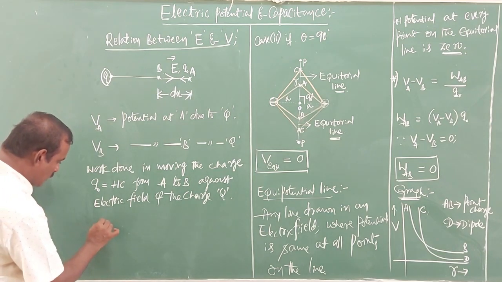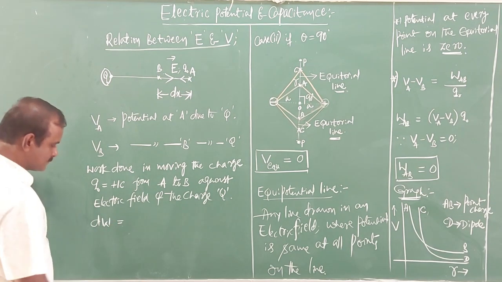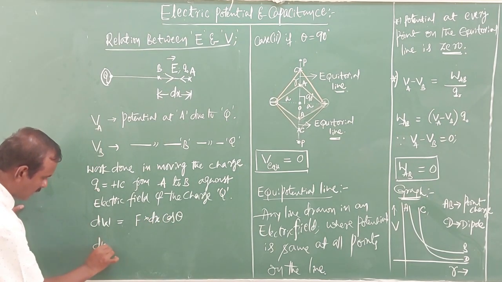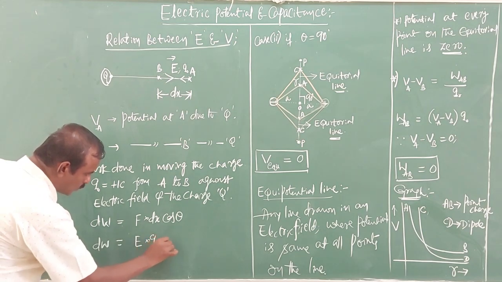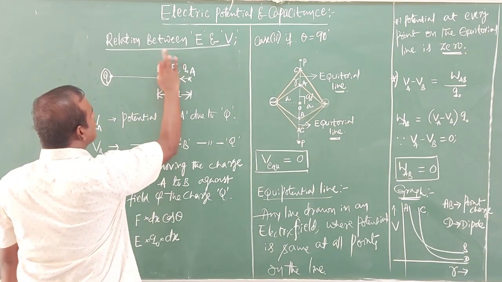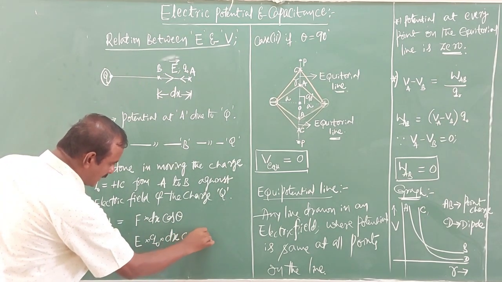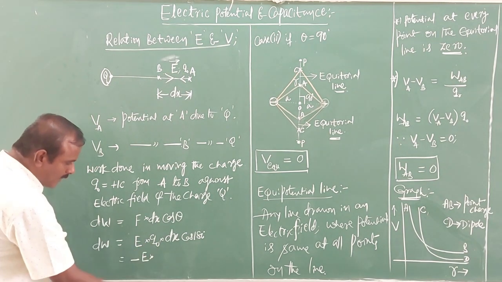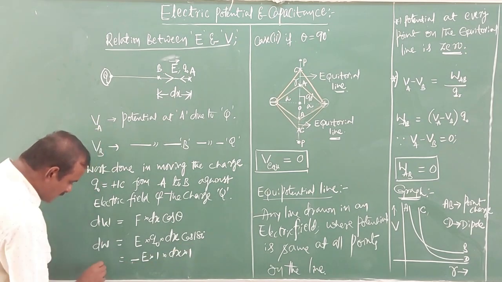Now we know that small work done is equal to force into displacement into cos theta. Small work done is equal to E into Q naught into dx into cos theta. Remember, the charge is moving against the direction of electric field, therefore it must be cos of 180 degrees. This is minus E into Q naught, whose value is taken as 1, into dx. This is minus 1, hence minus is written here. This is dW.